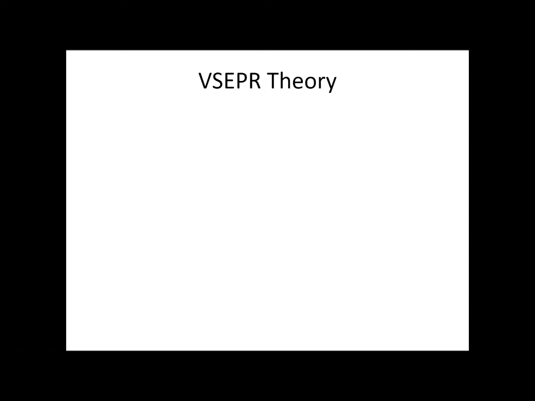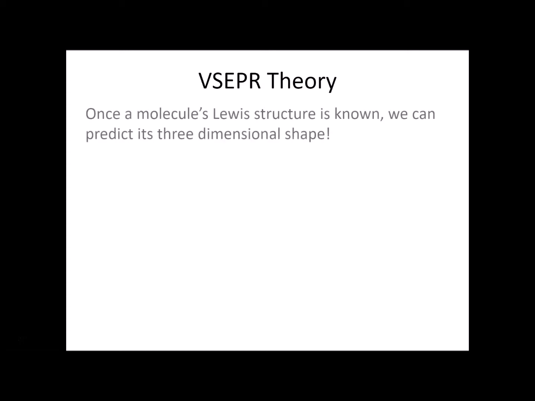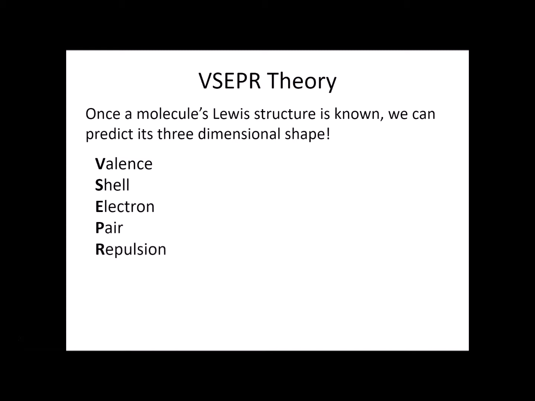There's a theory that explains molecular shape. It's known as VSEPR theory. Now, everybody in chemistry pronounces that "Vesper," so don't be surprised if you hear Vesper, and it really is VSEPR theory. Here's the idea. If we know the Lewis structure, we can predict a molecule's three-dimensional shape. The V in VSEPR stands for valence, the S stands for shell, E for electron, P for pair, R for repulsion, and then theory is there.